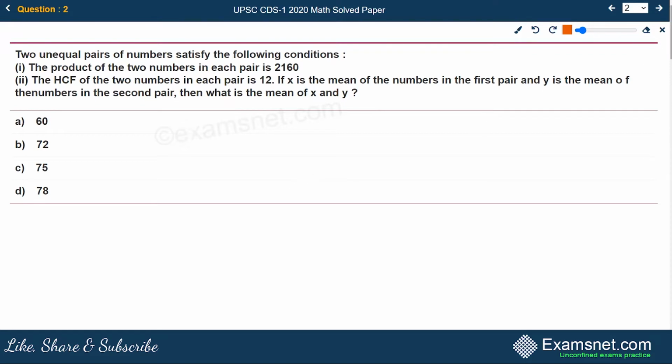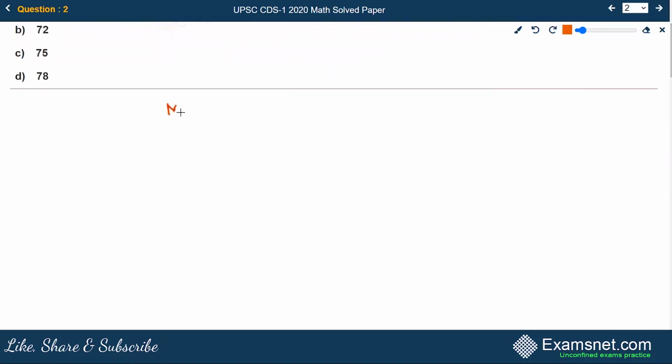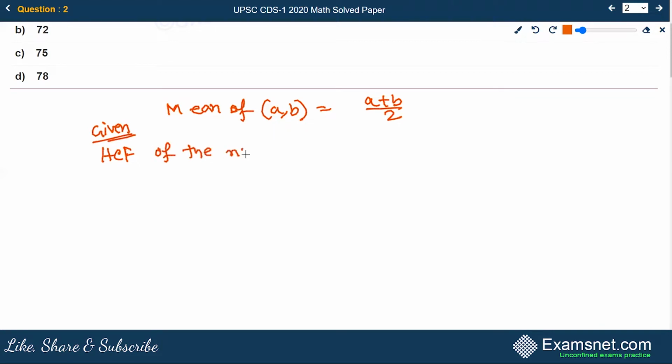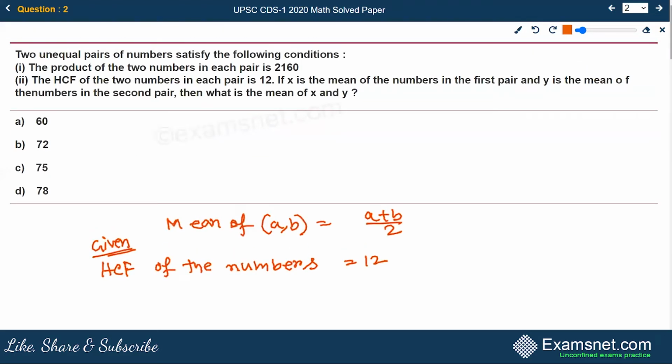How to find the mean? The mean of two numbers, let's say A and B, is the average of the values of A and B, that is (A plus B) by 2. This is the formula we are going to use. And we are given that the HCF of the numbers is 12.